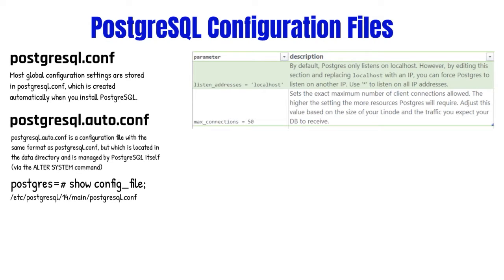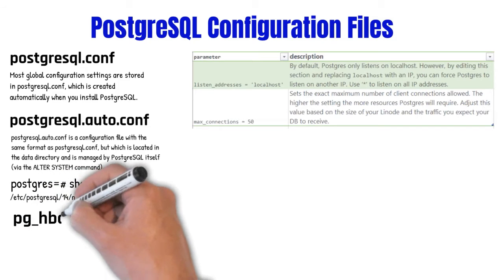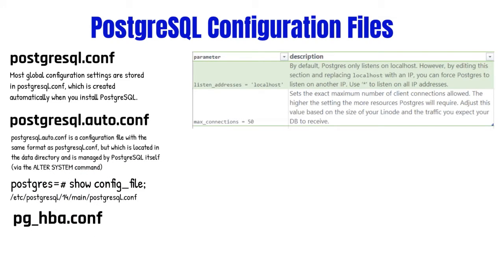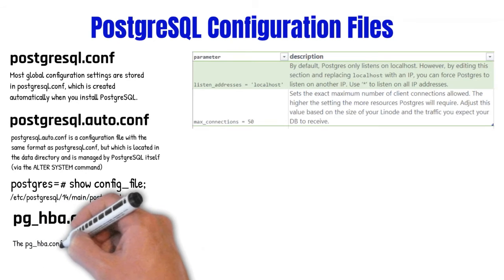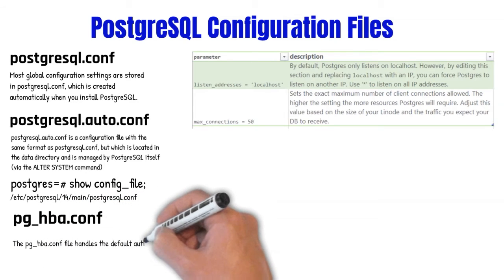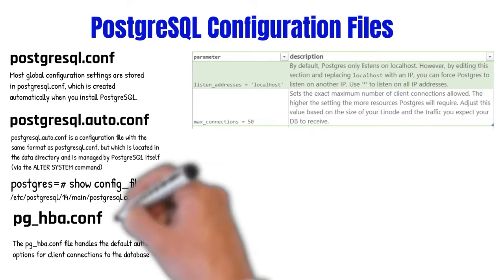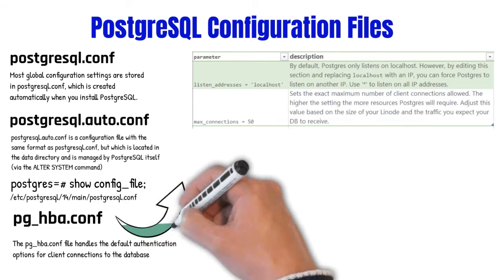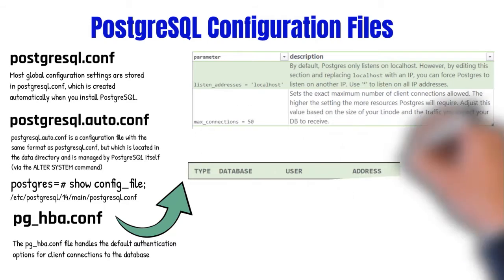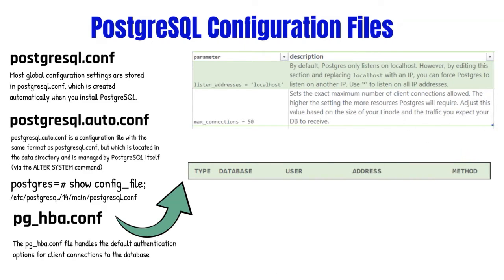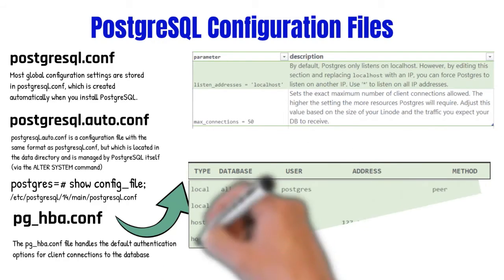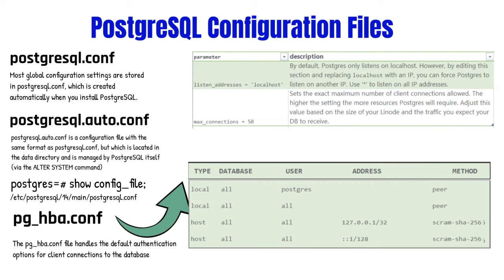The second config file that we want to take a look at is pg_hba.conf. The pg_hba.conf file handles the default authentication options for client connections to the database. So in the config file, it takes the form of the type, the database, the user, the address, and the method. Each entry specifies how matching requests are authenticated.